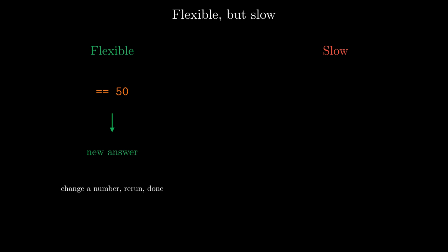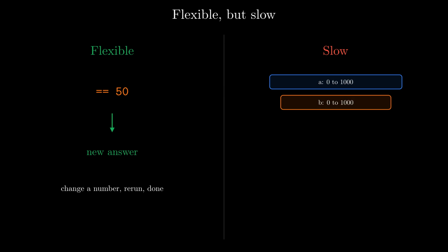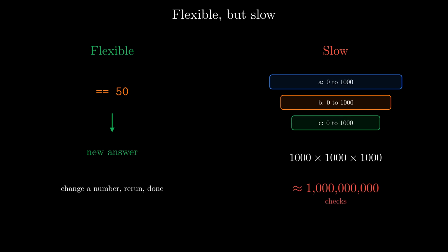The downside is speed. The work grows with the size of the numbers. Suppose the total were 1,000 tickets. Now Elisa runs from 0 to 1,000. And for every Elisa value, Ben runs from 0 to 1,000. And for every one of those, Cindy runs from 0 to 1,000. That's 1,000 times 1,000 times 1,000 combinations, roughly a billion checks. 3 nested loops over large ranges quietly explode into an enormous amount of work.